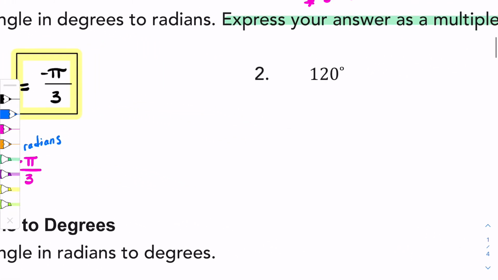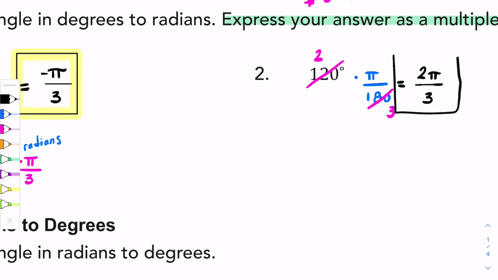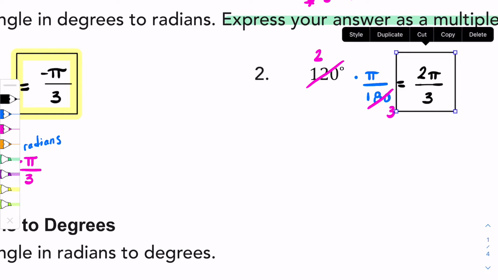All right, looking at number 2, we have 120 degrees. We're going to multiply this by pi over 180. We're going to simplify numerator to denominator. I recognize that 60 goes into both 120 and 180. So I can divide out a common factor of 60, leaving me with 2 in the numerator and 3 in the denominator. Multiply your numerators together, multiply your denominators together. You have 2 pi over 3. And this is your answer.